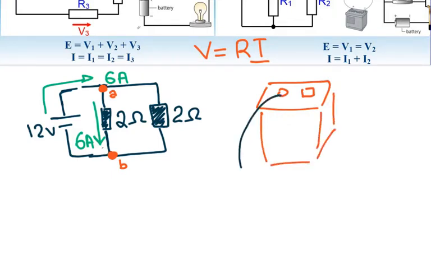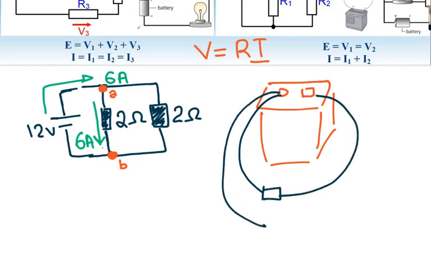And I connect a 2 ohm resistor. And then I connect another 2 ohm resistor in parallel. In series would be one after another, right? But I'm not connecting them in series. I'm connecting them in parallel.